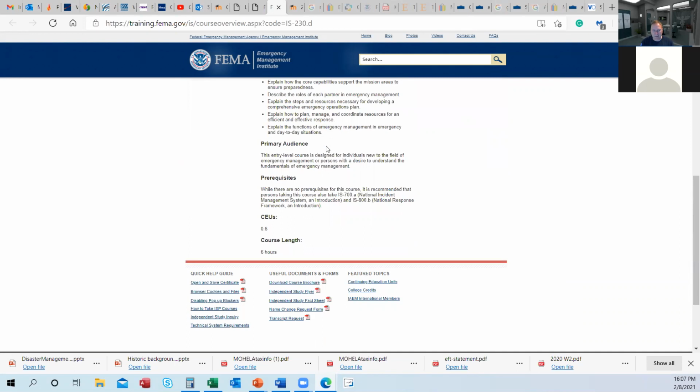Anyway, the course length is estimated as much as 6 hours. Just understand it's built around a 7th grade education, so it should be much easier and much quicker for you to read, understand, and follow through the information that's in this.